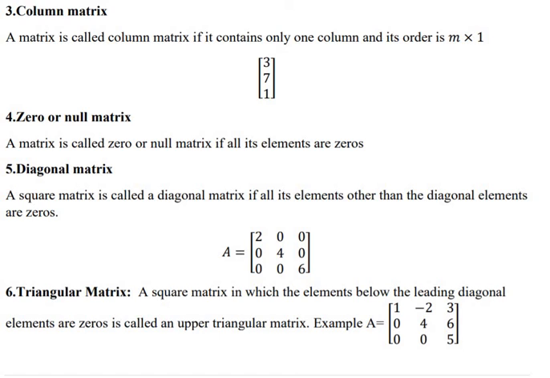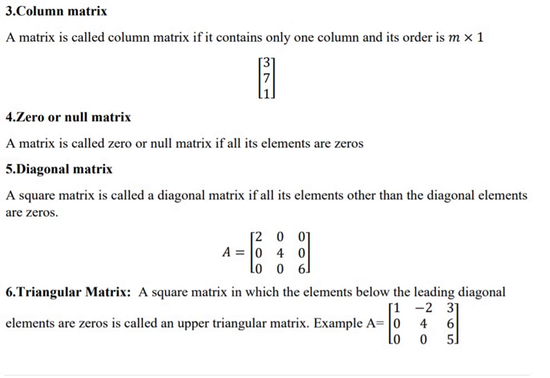A matrix is called a zero matrix or a null matrix if all its elements are zeros. Next is the diagonal matrix. A square matrix is called a diagonal matrix if all its elements other than the diagonal elements are zeros. An example is given over here, named A equal to a matrix, which is a 3 by 3 matrix, and as you can see, all the elements in the matrix other than the elements in the principal diagonal or in the leading diagonal are zeros.